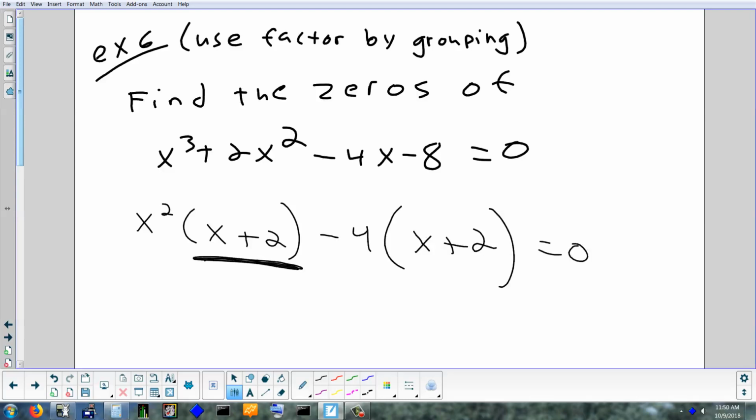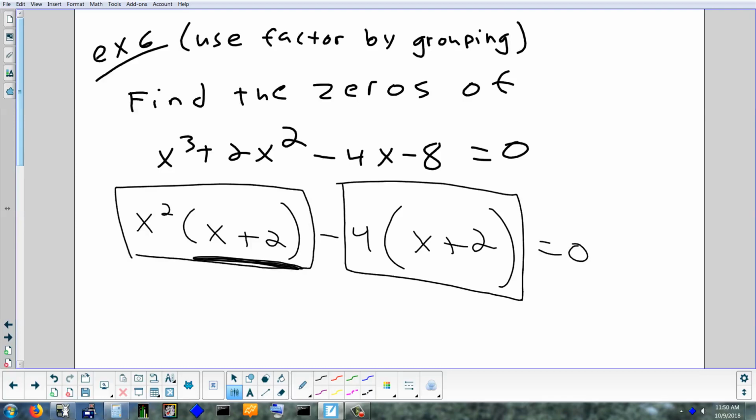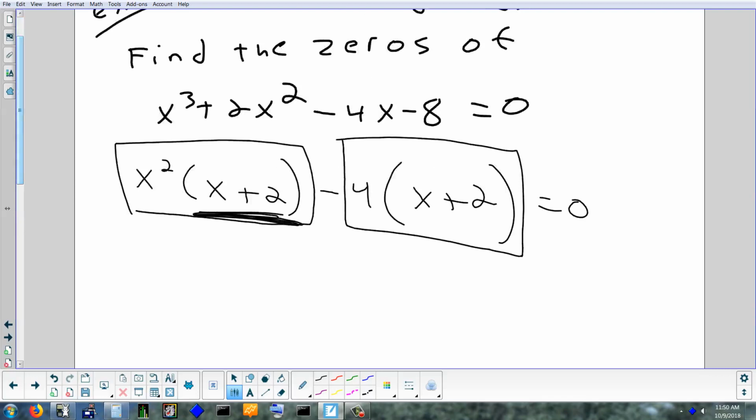Look what you're left with. X plus 2. Now, look at that. And look at that. What do both of those boxes have in common? Yeah, x plus 2. They both have an x plus 2. So now we're going to factor that out. X plus 2. If you factor out x plus 2 from the first box, what's the only thing left in the box?